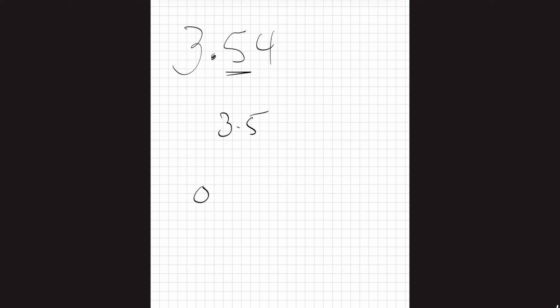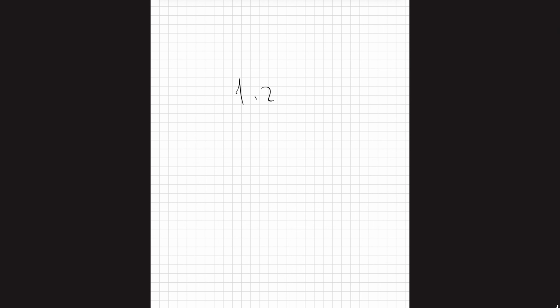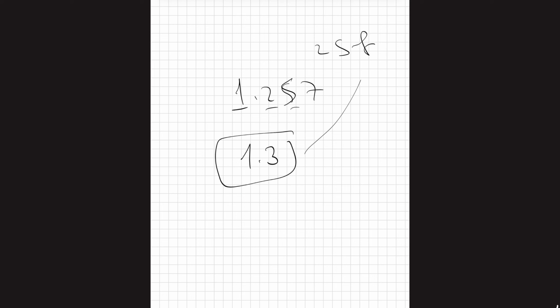If I have here 0.251, and I told you to round it to two significant figures, I'm not going to count the 0. I'm going to start from the 2, so it's going to be 0.25 to two significant figures, because we don't count the zeros in significant figures. But if it was 1.257, to two significant figures, I'm gonna count the 1, 2, and here I stop. The answer is 1.3 because the 5 means up, so 1.3, two significant figures.